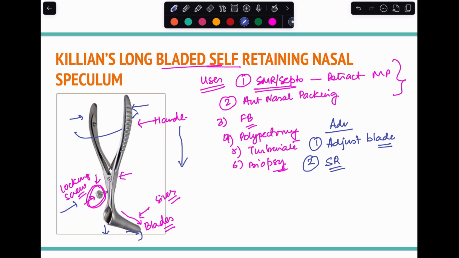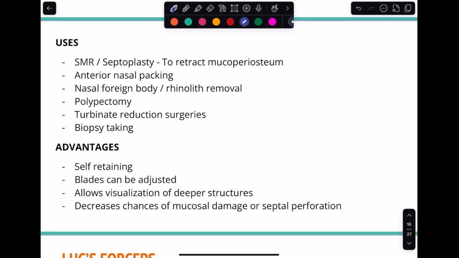You do not need to keep holding and pressing on it. Third, because of its long blades, it allows the visualization of deeper structures in the nasal cavity. And lastly, it reduces the chances of any mucosal damage or any kind of septal perforation. So these are some advantages of using this particular nasal speculum. So that's about the Killian's long-bladed nasal speculum.